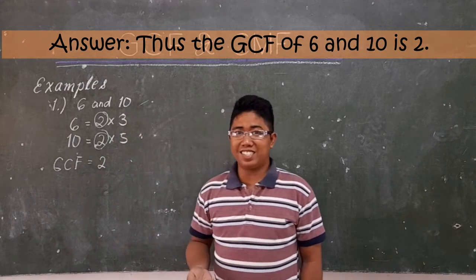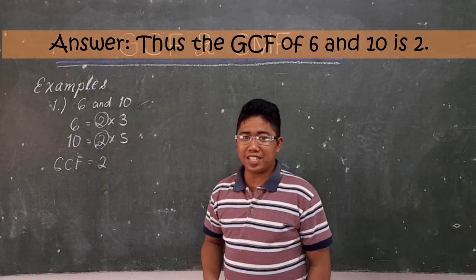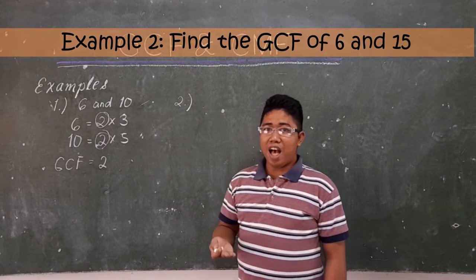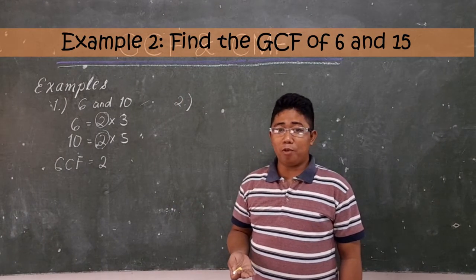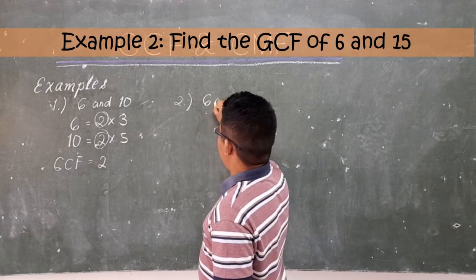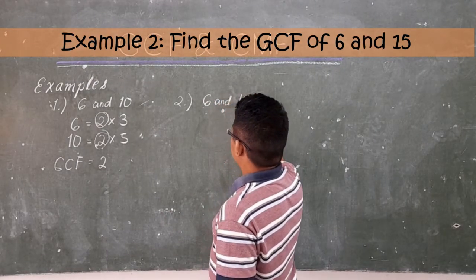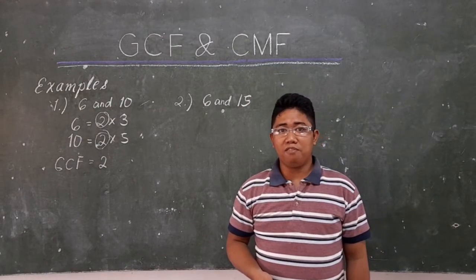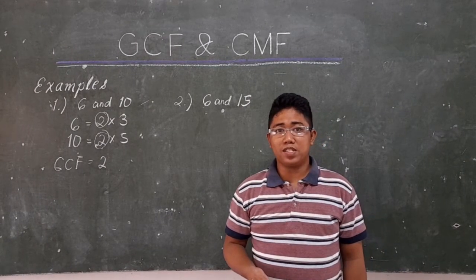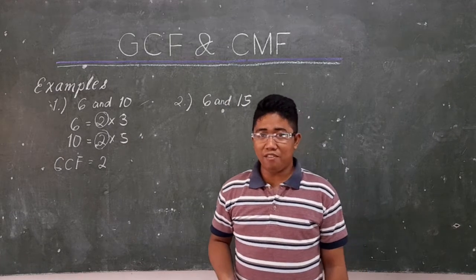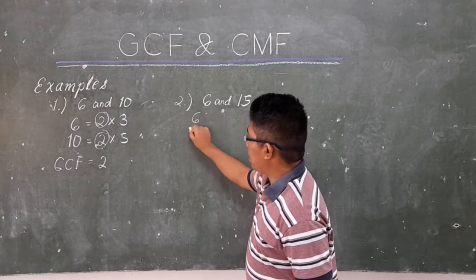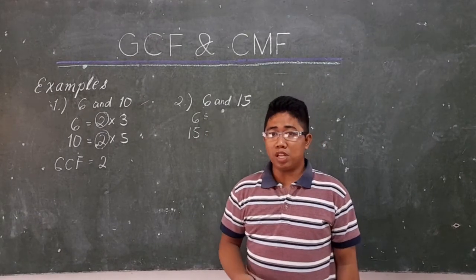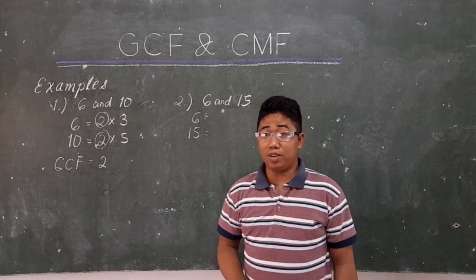Did you get it, students? How about another example? Number 2: we have to find the GCF of the two numbers 6 and 15. Again, we are looking for the possible factors of 6 and 15. We write the two numbers 6 and 15 and express them as factors using prime factorization. Let us start with 6.